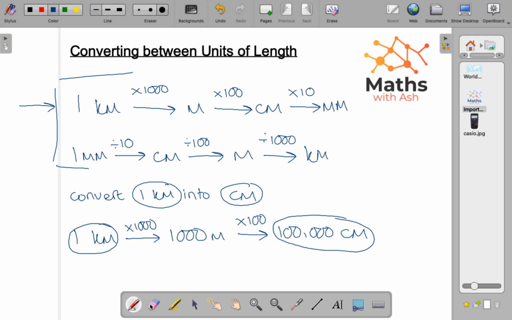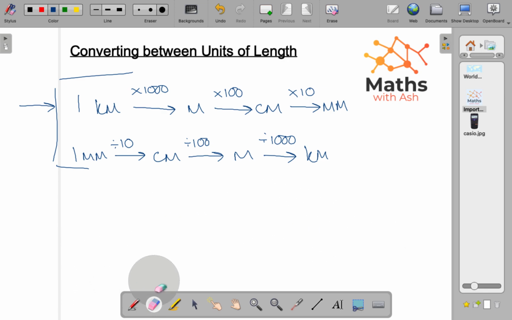Let's try another example, going the opposite way this time. Let's convert 10,000 millimeters into meters. Last time we used the top one, but this time we're going from a smaller unit to a larger unit, so we're going to use this one.